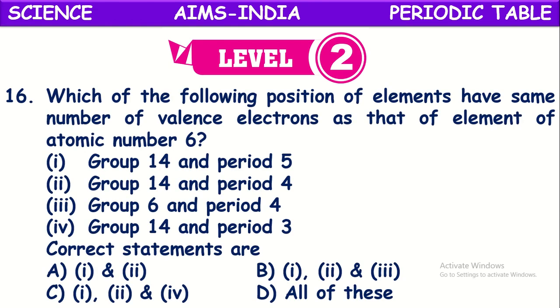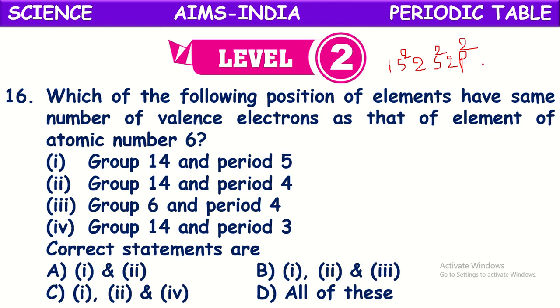See the first one. Which of the following position of elements have same number of valence electrons as that of element of atomic number 6? What is the element with atomic number 6? We know the element is carbon. Without knowing the element's name also, we can predict its position because atomic number is already given here. So if you read the electronic configuration for this element with atomic number 6, we get it as 1s2, 2s2, 2p2.